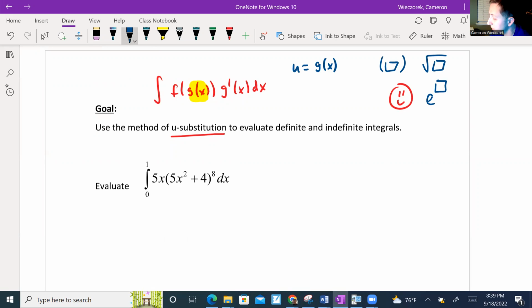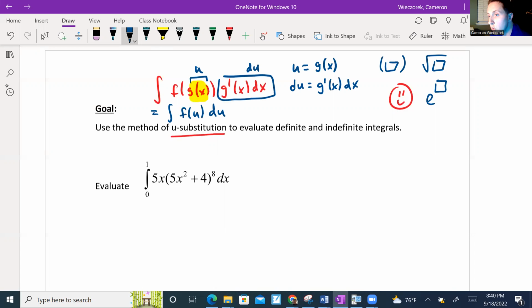It's an inner function. And the goal is that by taking the derivative or the differential on both sides, what I get is g prime x dx. And what I can do is this we said was going to be u, and this therefore would be du. So this entire integral just turns into f of u du, which looks simpler than what I started with.